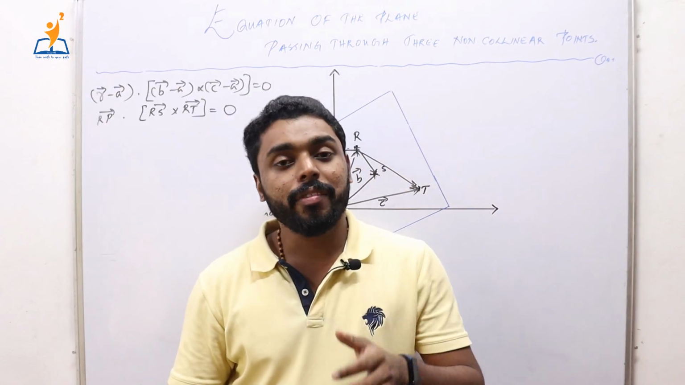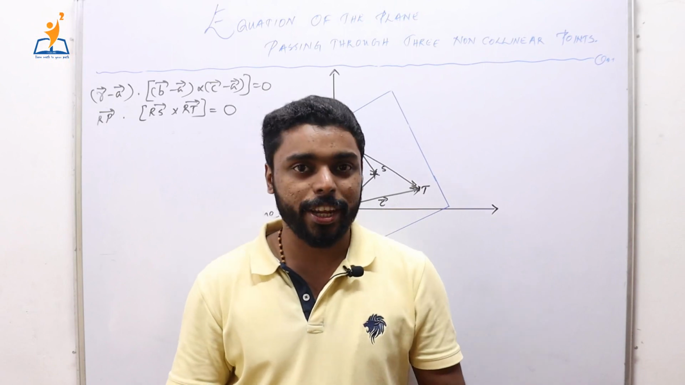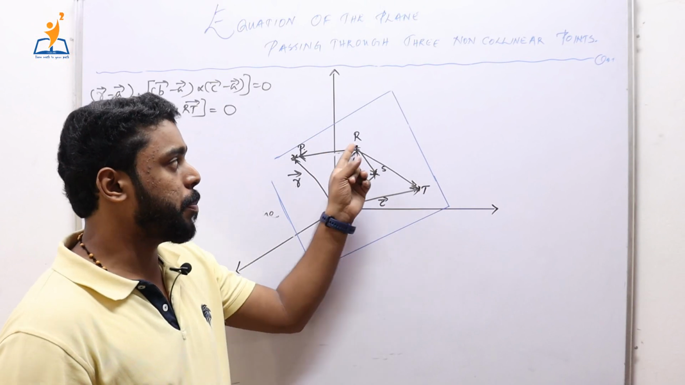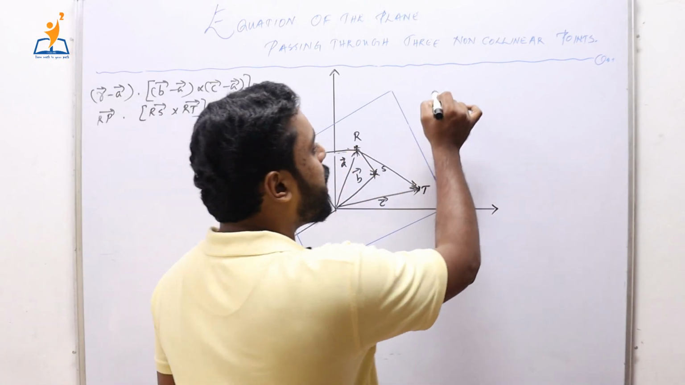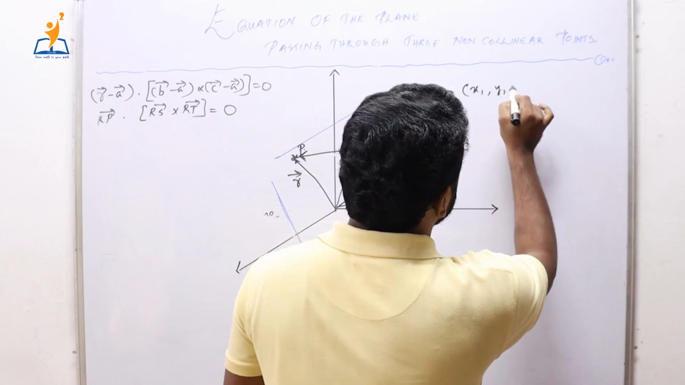Now we shall derive the Cartesian equation of the plane which passes through 3 non-collinear points. The situation is the same, where we are given 3 points R, S and T. Let me name the first point R as x1, y1, z1.